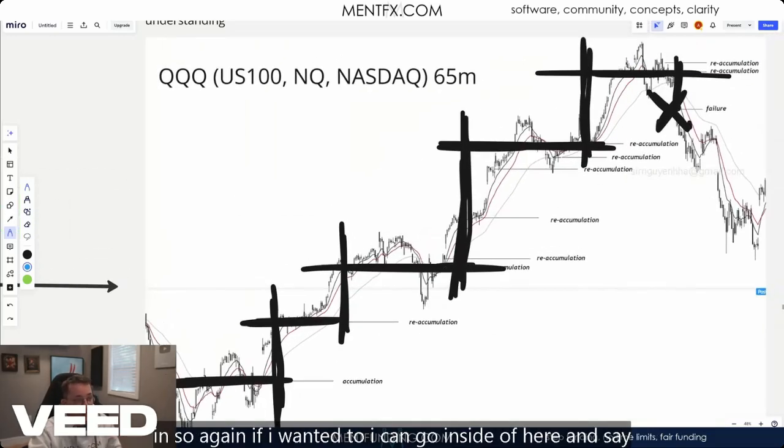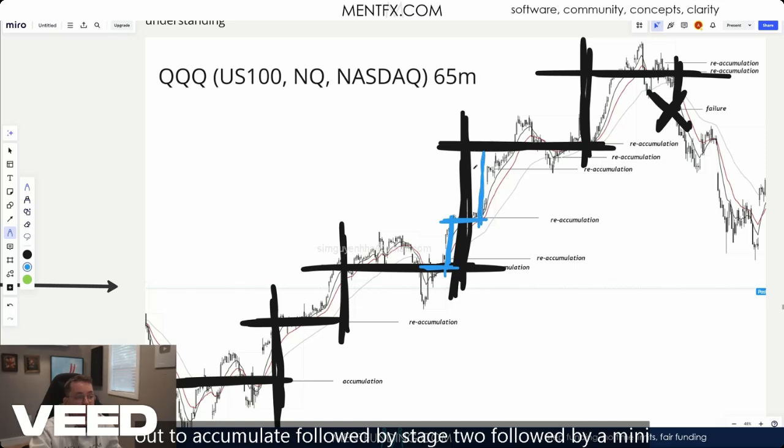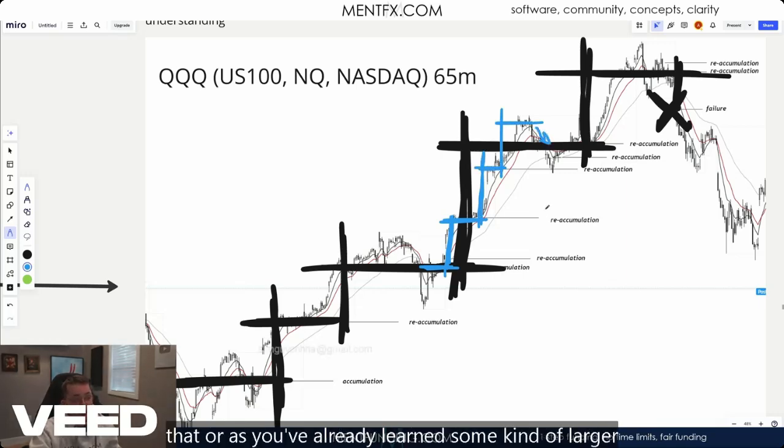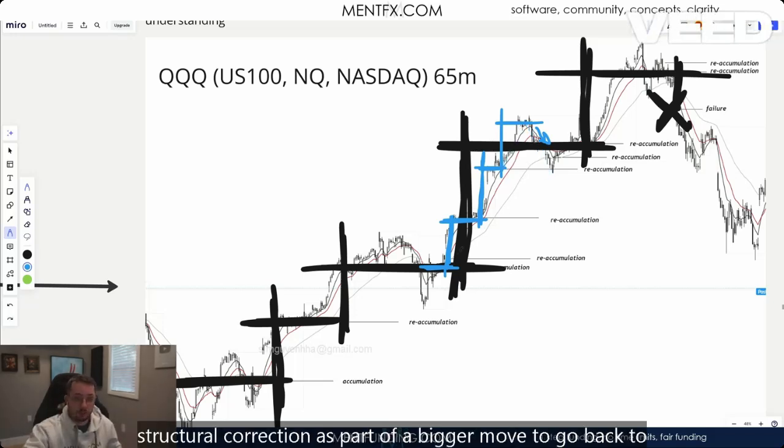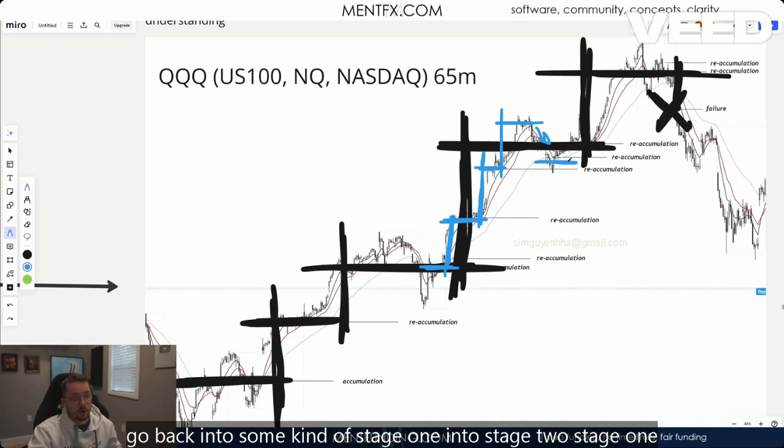So again, if I wanted to, I can go inside of here and say something like, this was a mini stage 1, followed by this stage 2, followed by this mini stage 1, where it flushed out to accumulate, followed by stage 2, followed by a mini stage 1, followed by a stage 2, followed by a mini stage 1, that led to, in this case, failure, if you want to call it that, or, as you've already learned, some kind of larger structural correction as part of a bigger move, to go back into some kind of stage 1, into stage 2, stage 1 into stage 2, and so on.